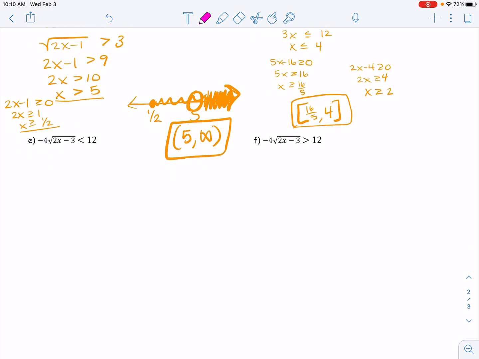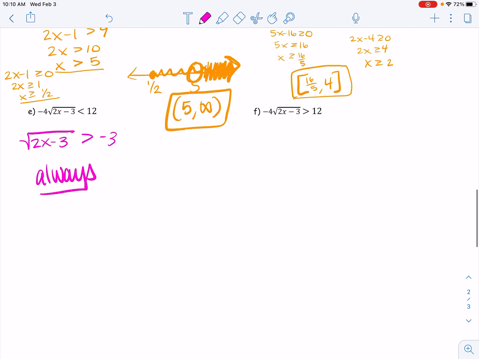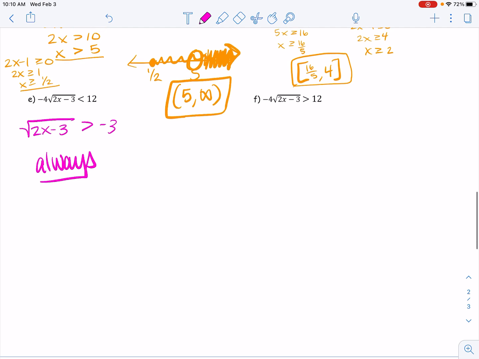So I want to isolate the square root. So dividing by a negative is going to change my sign. So now I just have the square root of 2x minus 3 is greater than a negative 3. Pause right here and let's think about what this is saying. When is the square root of any number greater than a negative number? Always. Always. Okay?